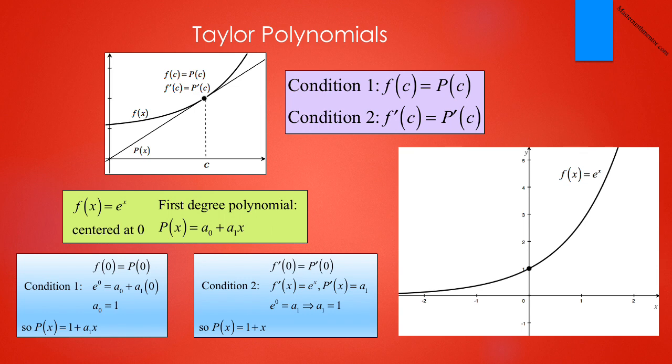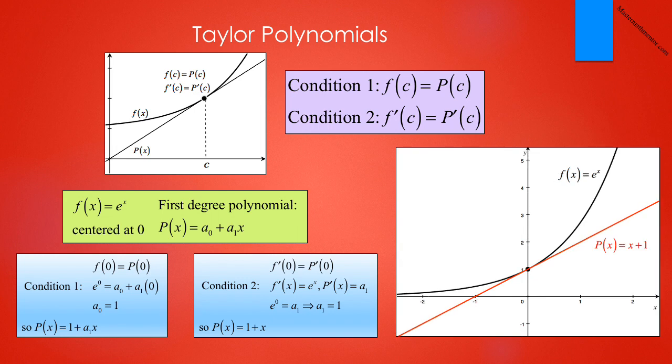Our second condition is that the derivative of the f function must be the same as the derivative of the p function at x equals 0. f prime of 0 must equal p prime of 0. f prime of x is still e to the x. p prime of x is equal to a1. So that means e to the 0 equals a1, and that means a1 is equal to 1. So that means that our polynomial is p of x equals 1 plus x.